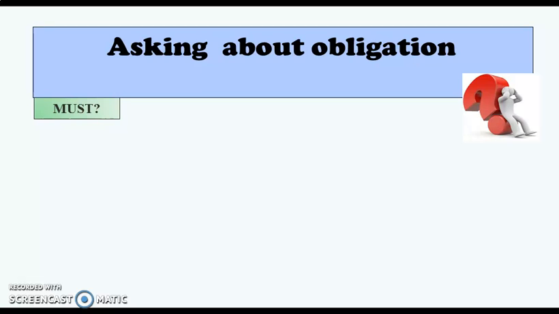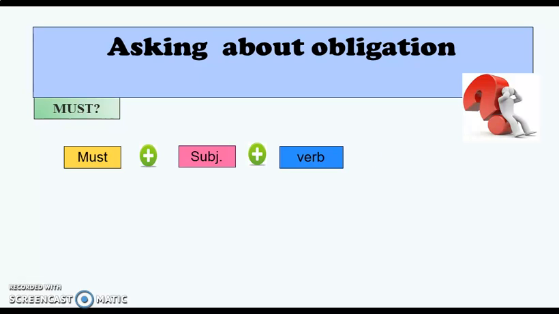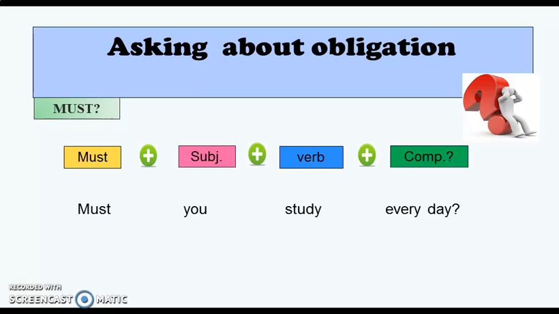Now, asking about obligation using must in a question. You need must at the beginning, then the subject, then the verb, and the complement with a question mark at the end. Example. Must you study every day? ¿Debes estudiar todo el día? Must you study every day? Here you have the modal verb, then the subject, the verb, and the complement.